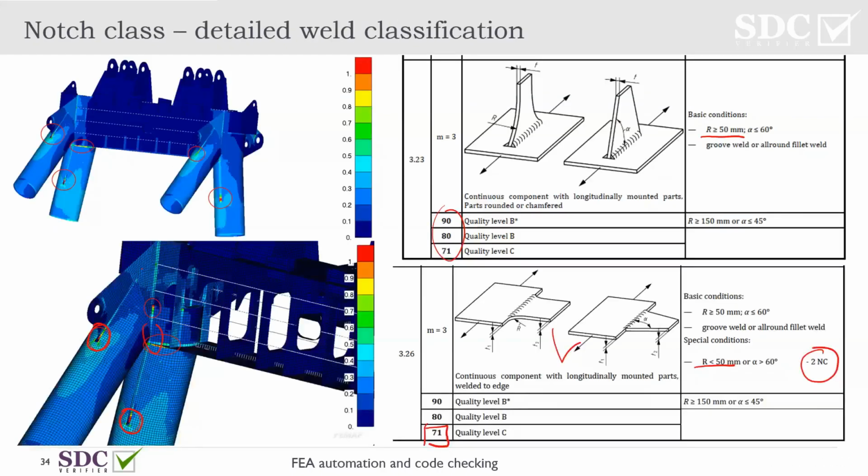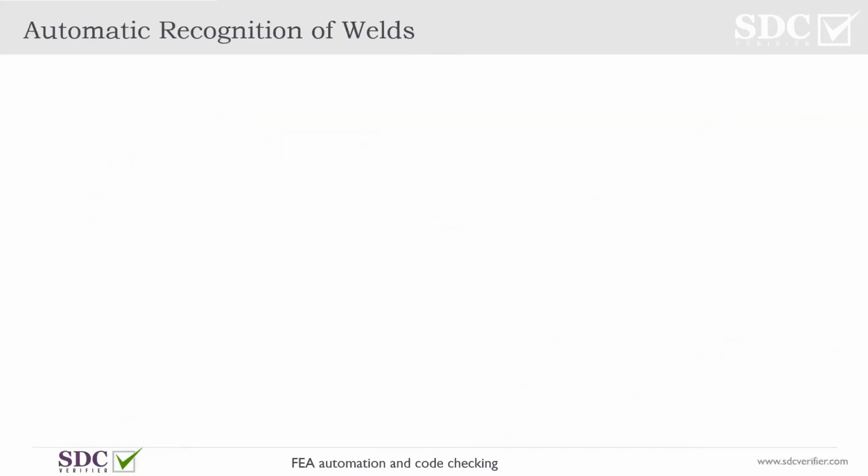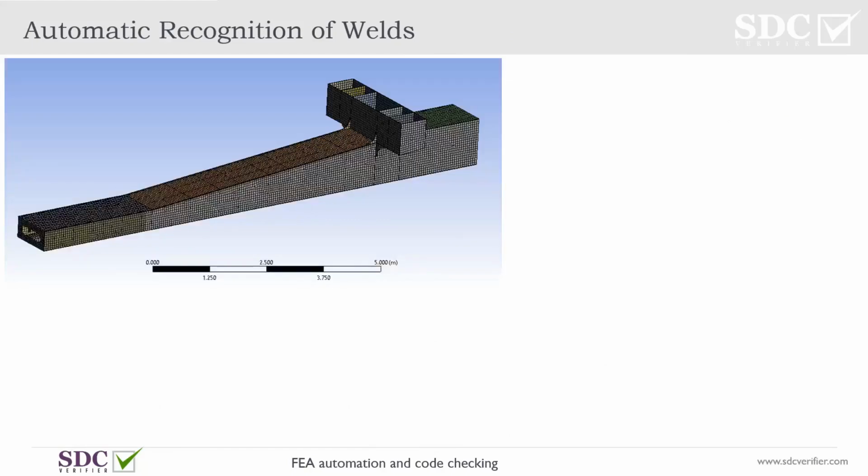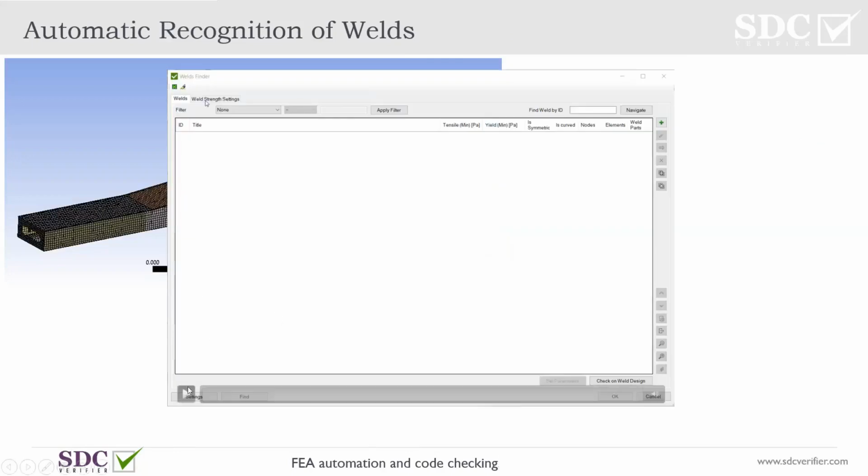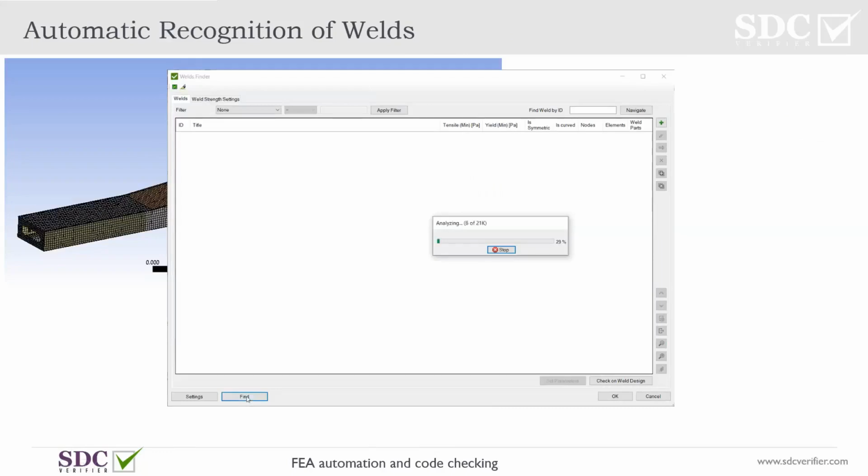But then the question is, we have a lot of welds and we have this complex finite element modeling, so how do we define all these welds, because it happens to be quite time consuming. So we developed a standard solution in SDC Verifier. We have an automatic recognition of the welds. This is a typical example, basically part of the boom of the crane. The only thing you have to do is run the weld finder tool, click one button, and then all welds are going to be recognized.